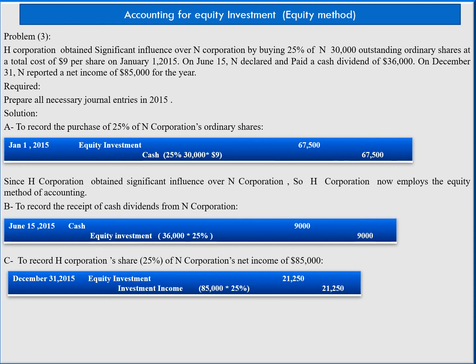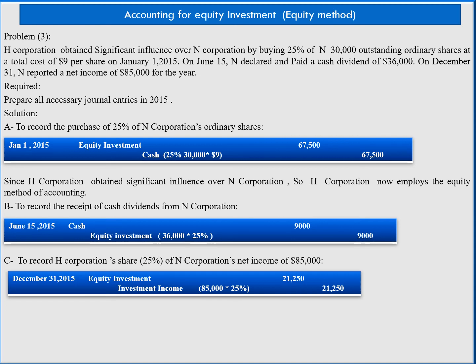Equity investment will increase in the debit side, credit side, investment income. تمام. طب يا شباب هو N reported net income total $85,000. تمام. نصيبي يا شباب في النت income ده كام؟ 25%. يبقى يطلع كام؟ $21,250. يبقى يا شباب لازم تركزوا في حاجة مهمة جدا.